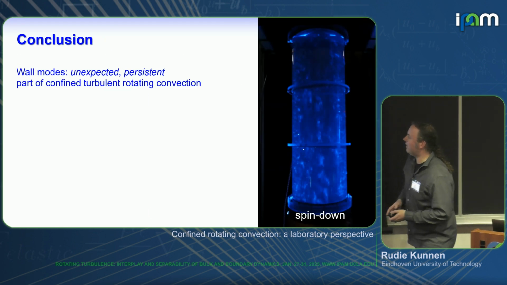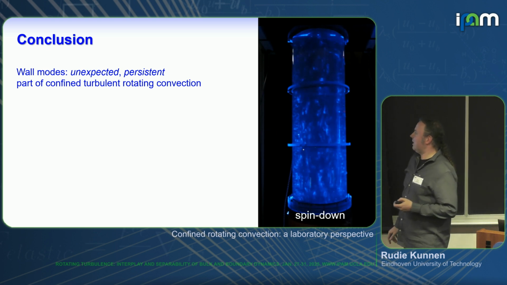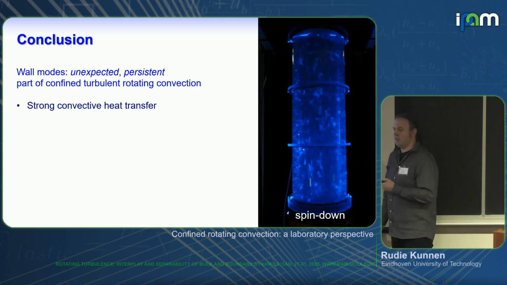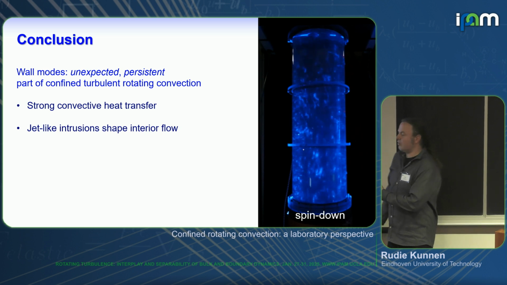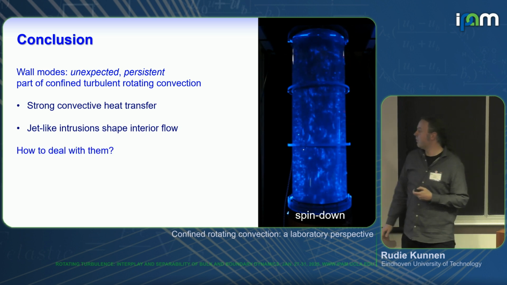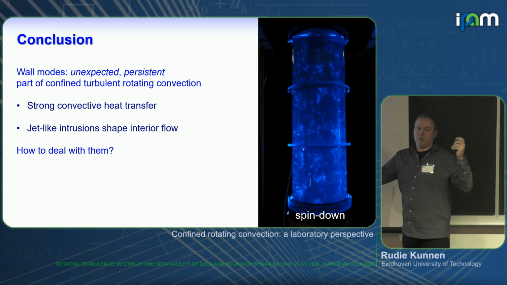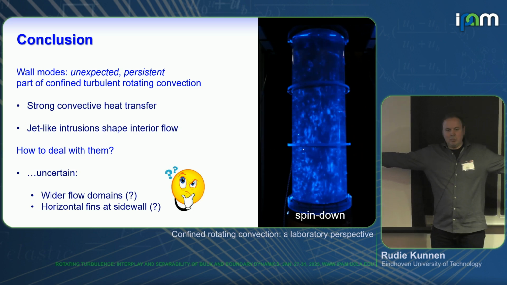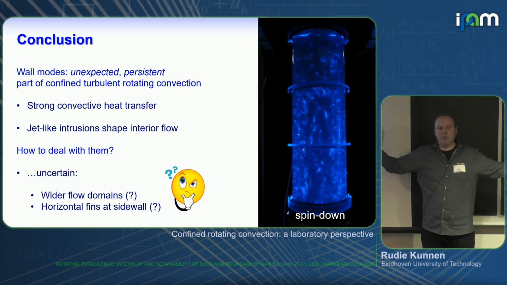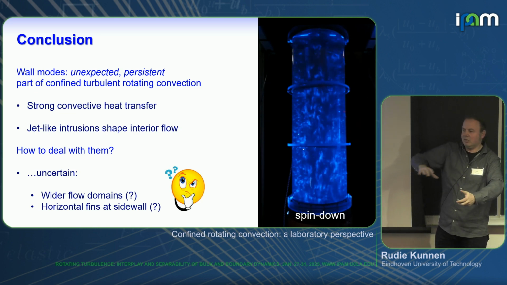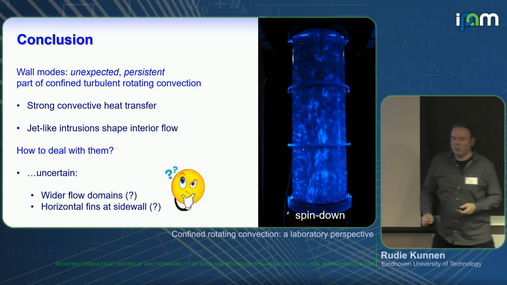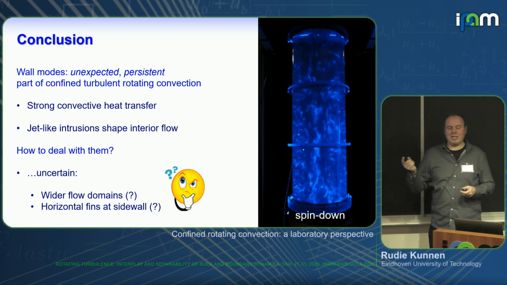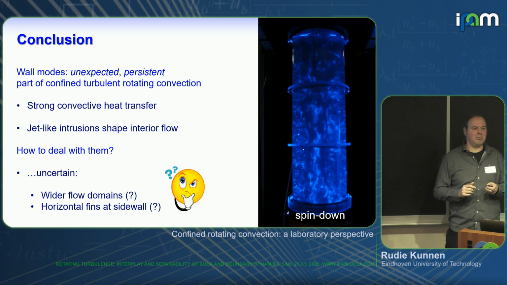So let's conclude then. Wall modes are an unexpected, persistent part of confined rotation. There's a strong contribution to the convective heat transfer, jet-like intrusions that shape the entire interior flow. And how can we deal with them or get rid of them, perhaps? Well, not quite clear. Perhaps we can make the domain wider so that the walls are simply farther away. We might have an interior region that's unaffected, or use these horizontal fins to block them, but that might then again cause additional secondary flows, and we may or may not want those.